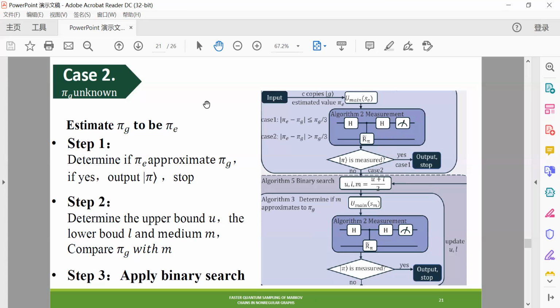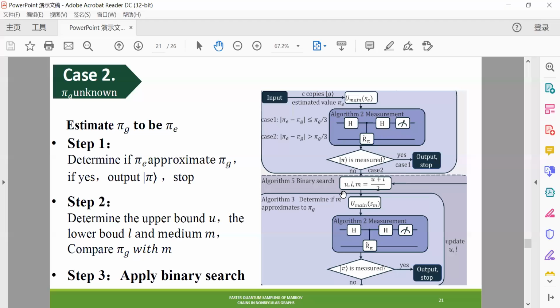And let's see the proof of it. In order to estimate pi g, we estimate pi g to be pi e. We need 3 steps. First, we give C copies of J as the input, and then use the U-main operator on the initial state. And if we do measurement, and if it is case 1, we can get the result. But if it is case 2, that is, pi is not measured, we go down to the next step.